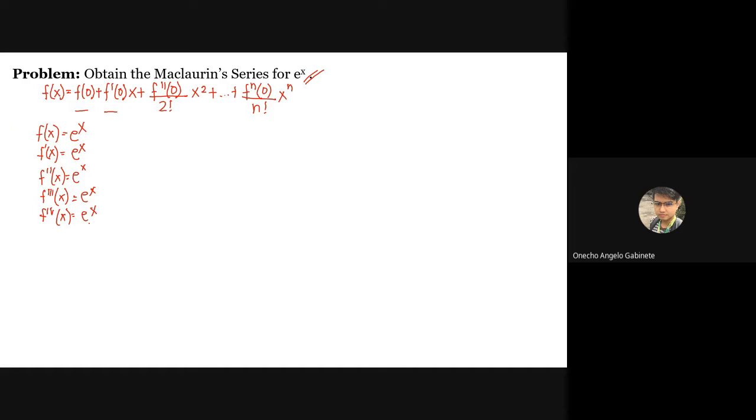So, we need f of 0. Meaning, we replace x with 0. What is e raised to 0? Any number raised to 0 is 1. And then, f prime of 0 is also 1. F double prime of 0 is e raised to 0, which is also 1. F triple prime of 0 is 1. And the fourth derivative of the function is also 1.